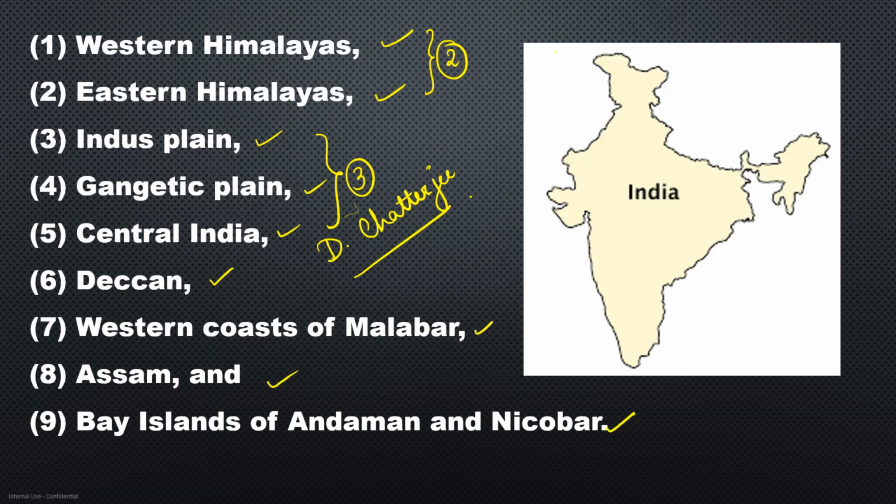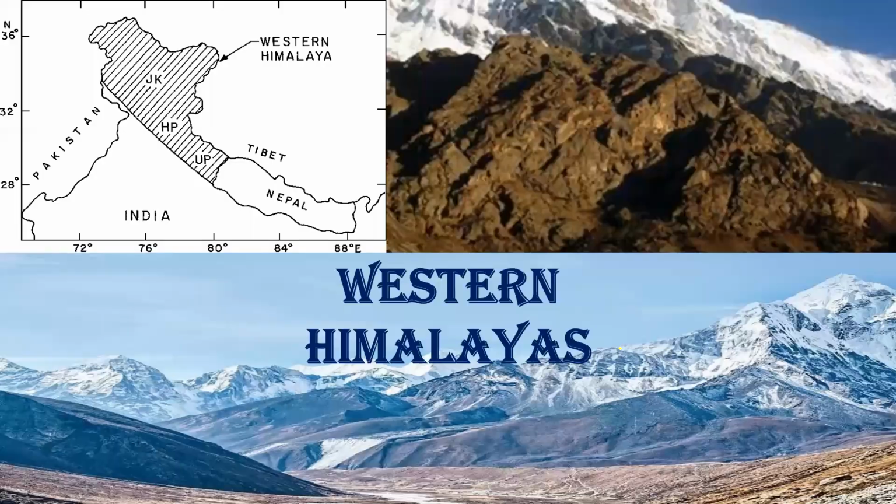Right? The western and eastern Himalayas will be here. Here you know western Himalayas is part, then the eastern Himalayas here. Assam will be here. Then you have the Gangetic Plain all throughout here. Central India, you have it here. Deccan region is the peninsular region, this one. Then you have the western coast, Malabar region, this one, and you have the Bay Islands over here, right?